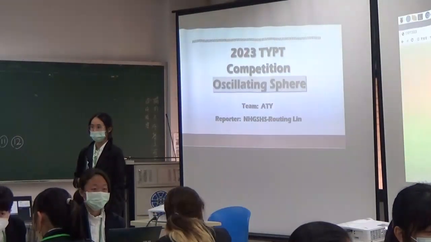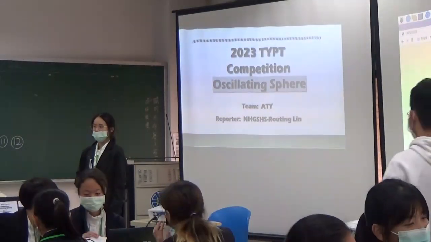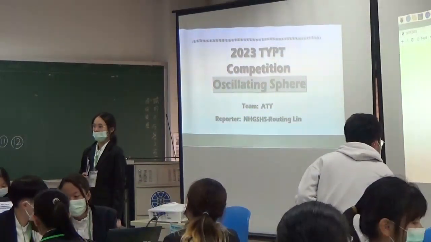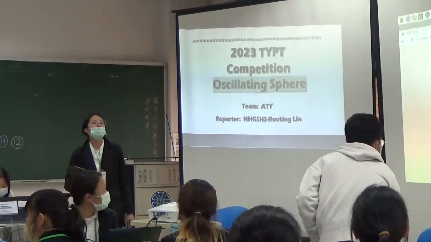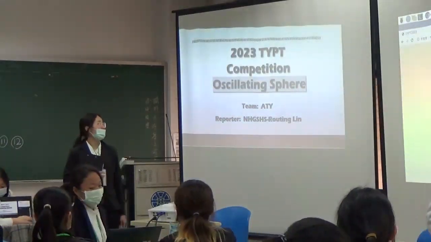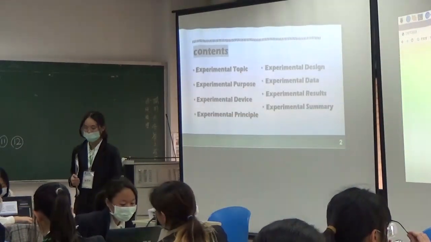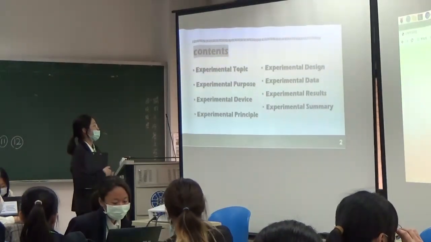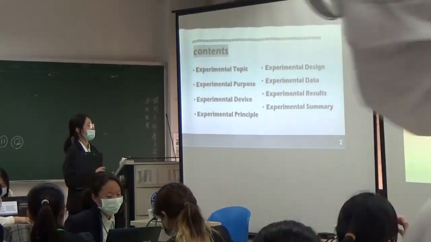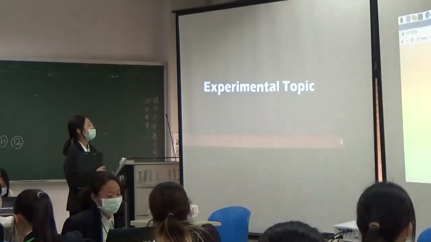Good afternoon, everyone. I'm Rosaline from PF3. The experimental topic I'm going to report is the oscillating sphere. And we have 8 parts in our compass.